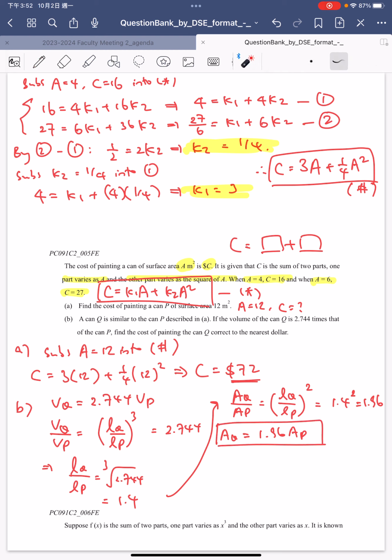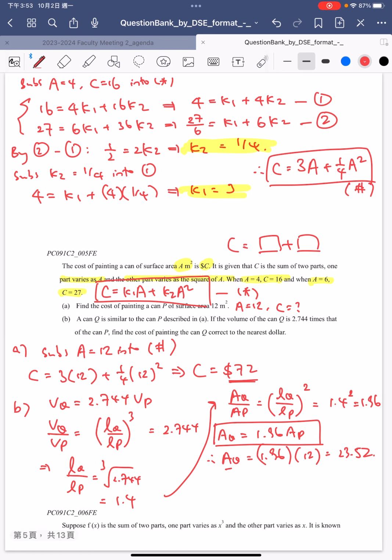And then what's the area of P? That's what we found before. The surface area is 12. So we have the area of Q is equal to 1.96 times 12. This one will give you 23.52. So now we got the value of AQ.